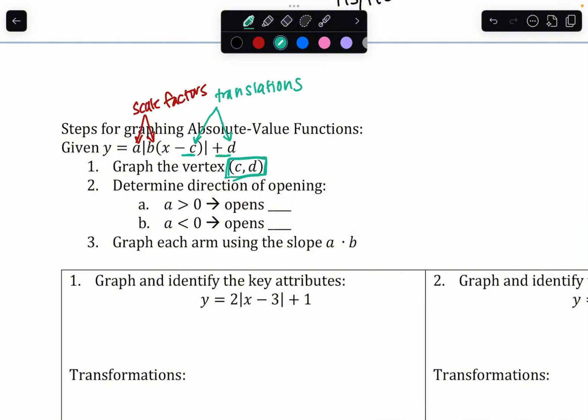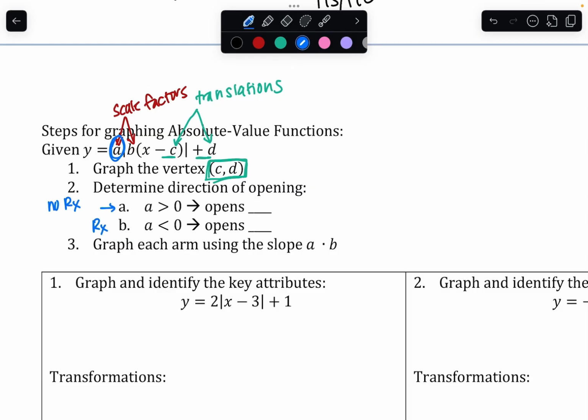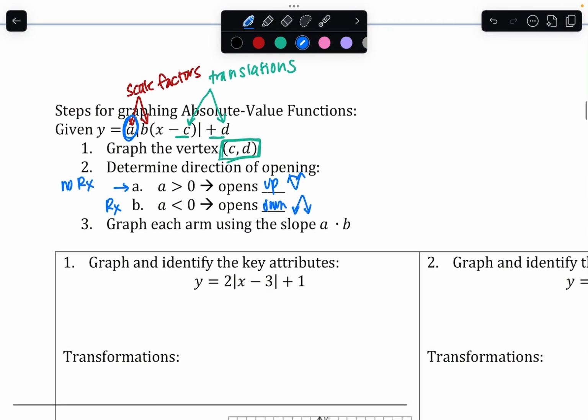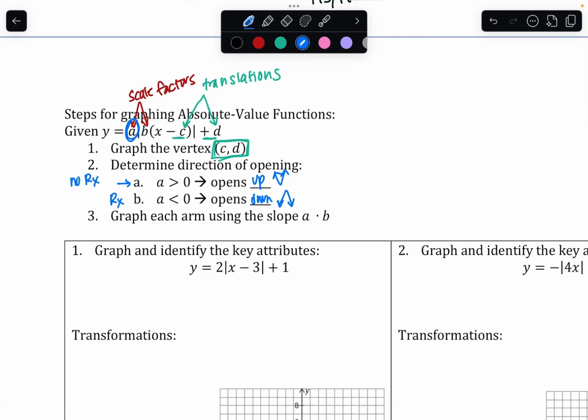Okay, next you want to determine the direction of opening. And that's really only affected by this A value. If it's positive, that means you don't have an RX, a reflection across the x-axis. And then if it's negative, that means you have an RX. That means it's opening down. And so it's opening up if A is positive, opening down if it's negative. And then next, you're going to graph each arm on each side of the vertex using the slope of whatever A times B is. You take those scale factors, and that's going to act as your slope.